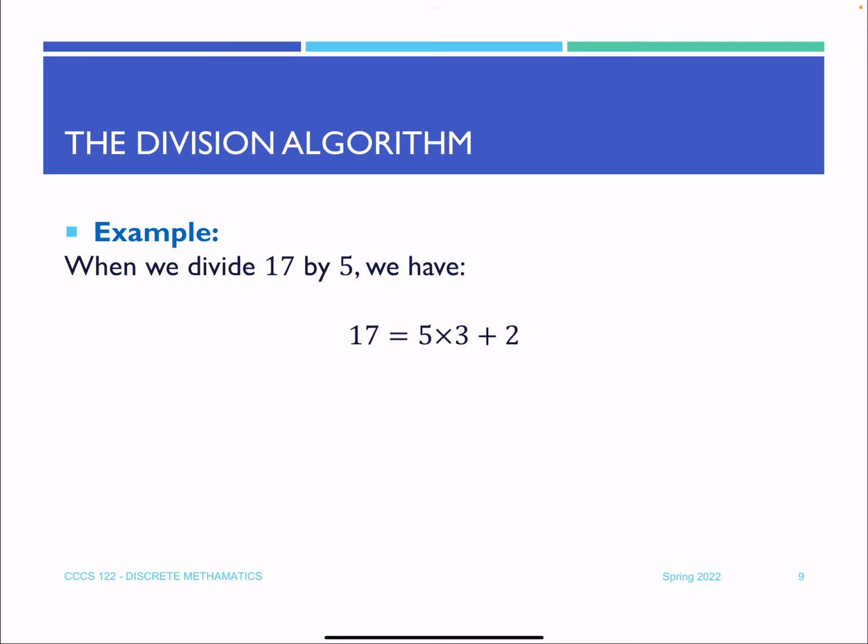Now when we divide, as an example, if we divide 17 by 5, that means 17 in place of a, we have 5 in place of d, and we have 3 in place of q, and we have 2 in place of r.